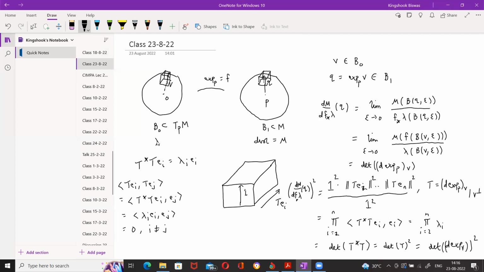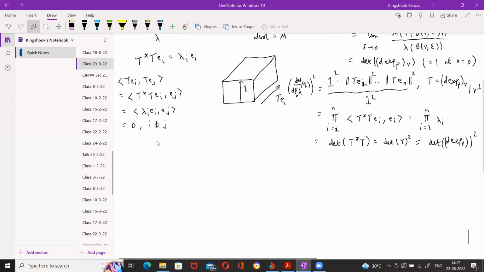So this is not a constant. This is equal to 1 when V is 0, because the derivative at the origin is the identity, but otherwise it's not a constant function. All right. So is this okay? Yes. Okay. All right.